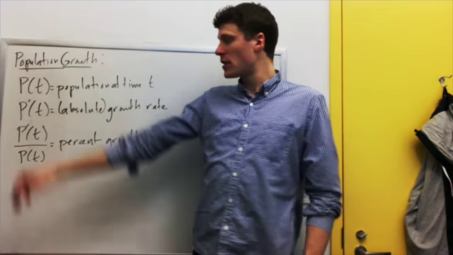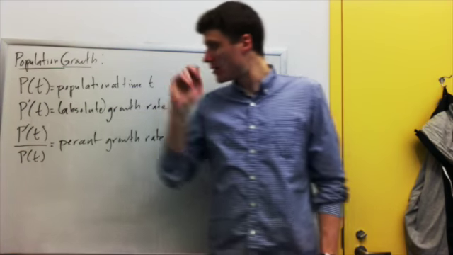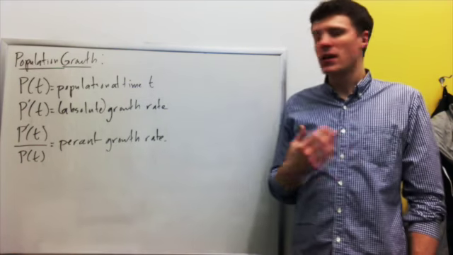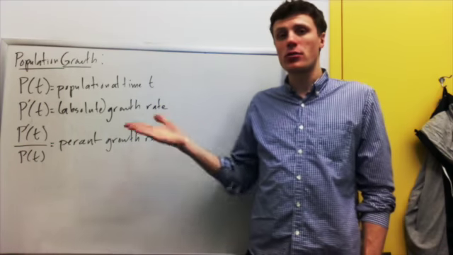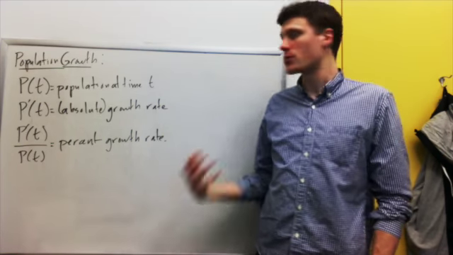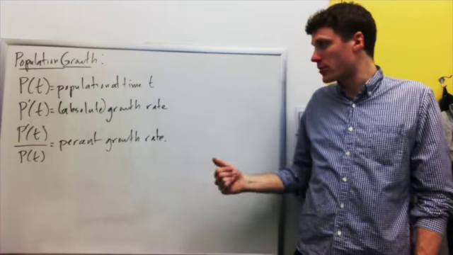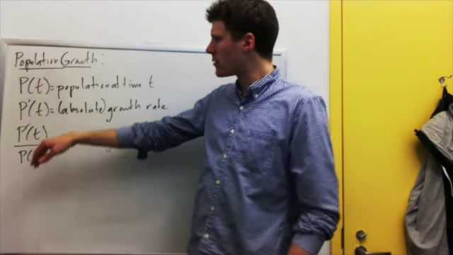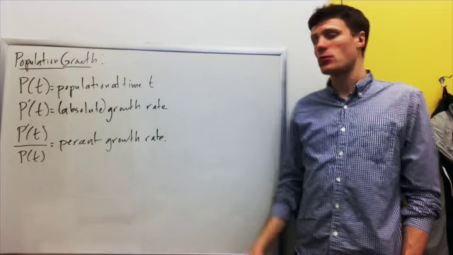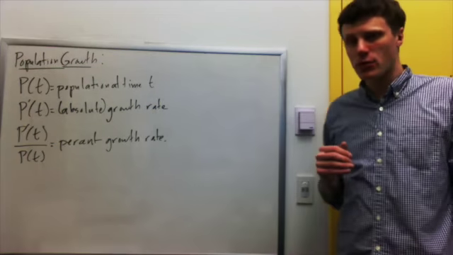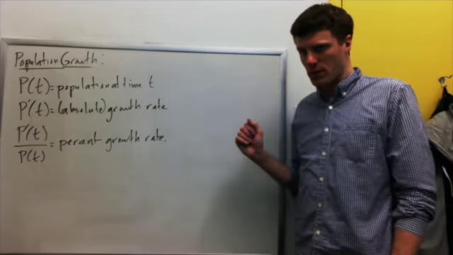So that is represented by p prime of t. That gives us the absolute growth rate. That means for each unit time t, how much is the population growing or decreasing in absolute terms, in the number of organisms. We're also often interested in p prime of t over p of t, which gives us the percent growth rate. And we'll talk about that in the context of section 3.8. So let's look at some examples here.